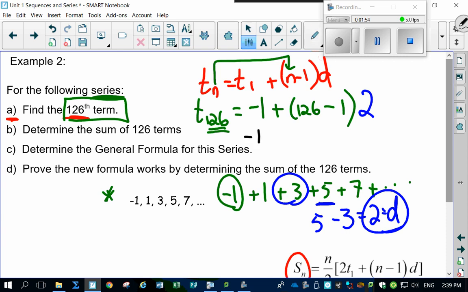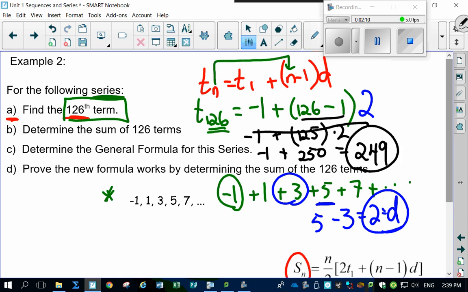Okay, -1 plus. This is 125 times 2. 125 times 2, if I'm not mistaken, is 250. 250 plus the -1, guess what? 249. That is term 126. Woohoo! So, don't forget the formulas that you had in the previous unit, in the previous notes. Don't forget that Tn formula. It's going to help you find some terms.